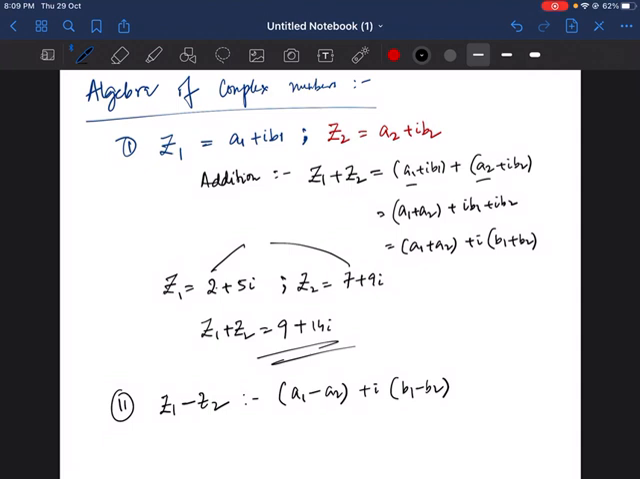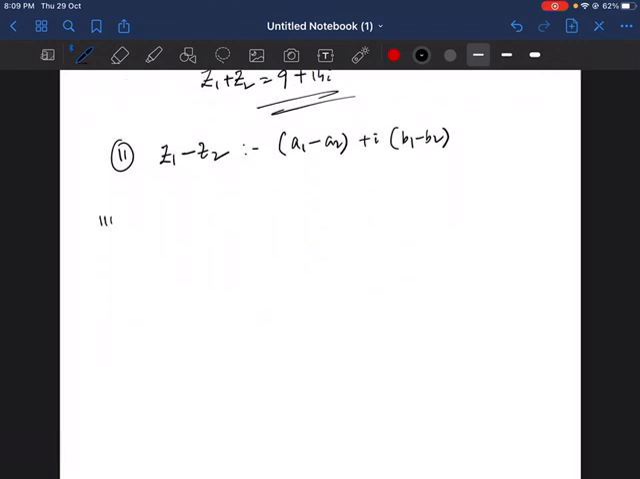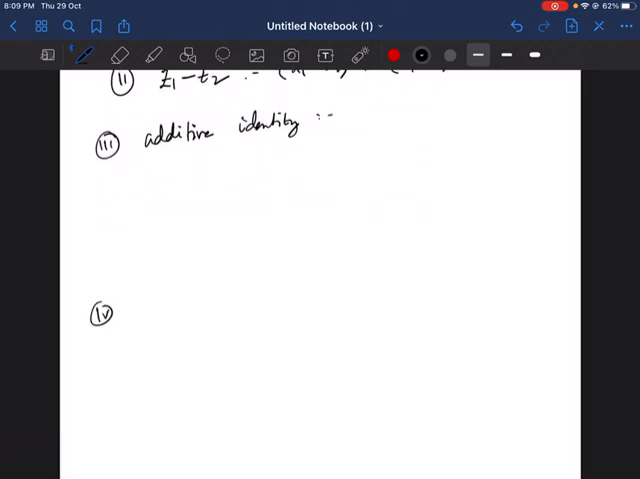Subtraction is just a part of addition only. There is no difference between subtraction and addition. They are the same thing. Now we'll be learning about additive identity. What is additive identity? And the other one is additive inverse. So first thing we need to know is what is additive identity.